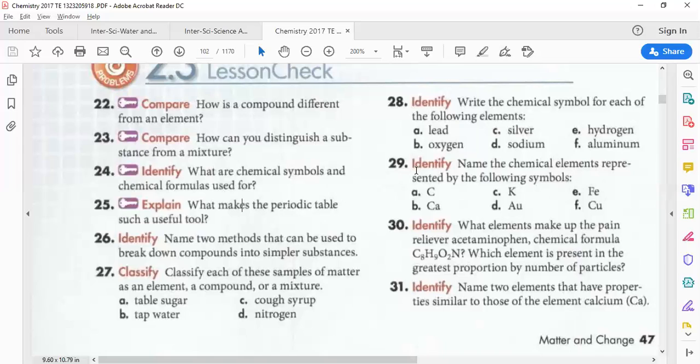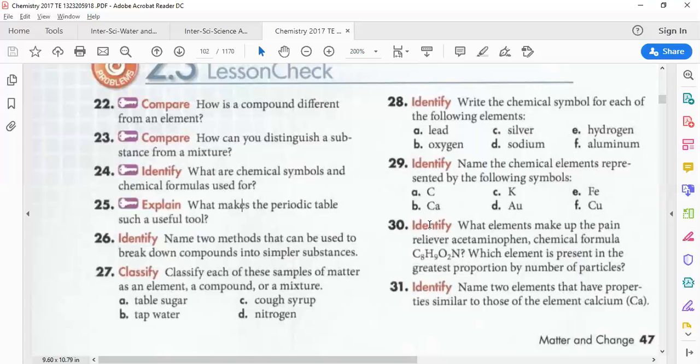29. Identify the chemical elements represented by the following symbols. Number A, C represents carbon, and B represents Ca, which is calcium. C is K, which is kalium, the Latin name of potassium, so it will be potassium. Number D, Au, it's aurum, which is the Latin name of gold. Number E, it's Fe, ferrum, that's the Latin name for iron. And also number F, it's Cu, cuprum, which is the Latin name of copper.